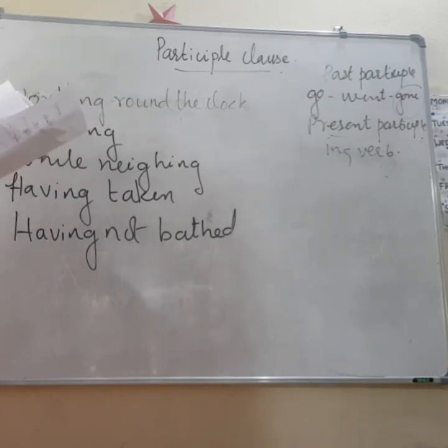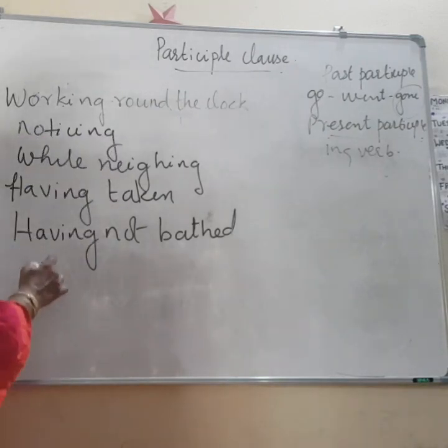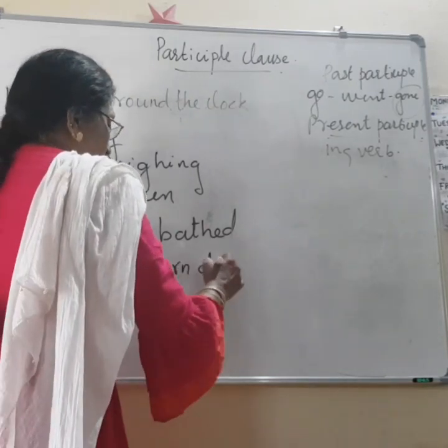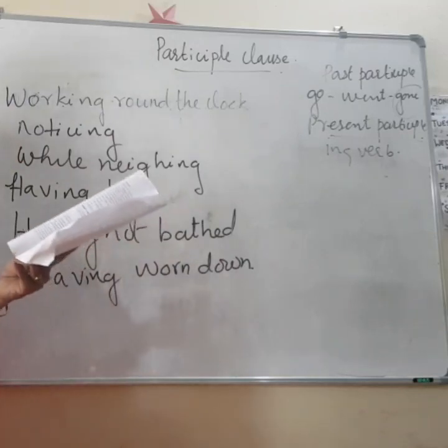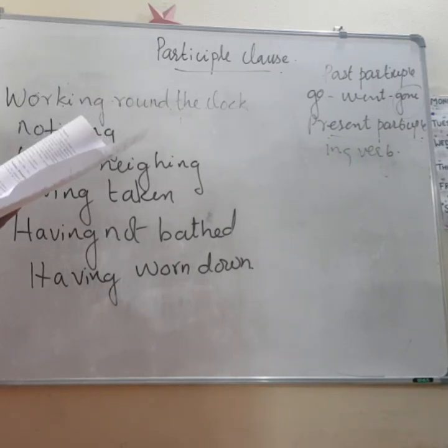The sixth one, you see: the stone steps, dash, needed to be replaced. Inside the bracket: they were worn down. Worn down is already given in past tense. Here, wearing down will not suit. So how will you write? The stone steps having worn down. Next, the last one: the actor received hundreds of letters from his fans. Inside the bracket: they asked him to send them his photograph. Asking him to send them his photograph.